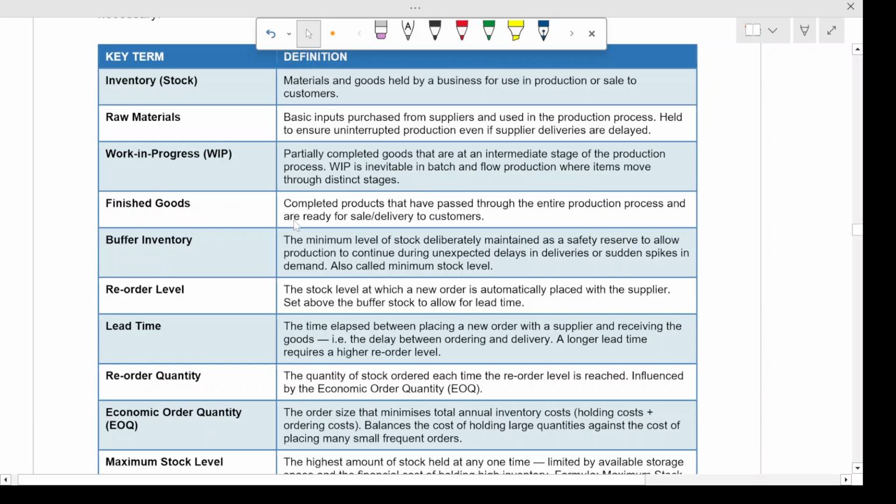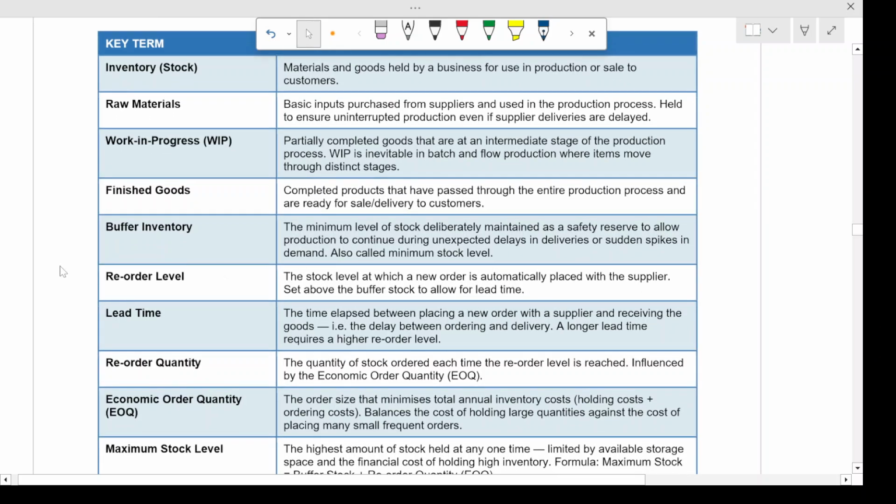And then the finished goods, which are the completed products, the iced cakes that are boxed and ready to go. They are the finished goods, completed products that have passed through the entire production process and are ready for sale, delivery to customers.